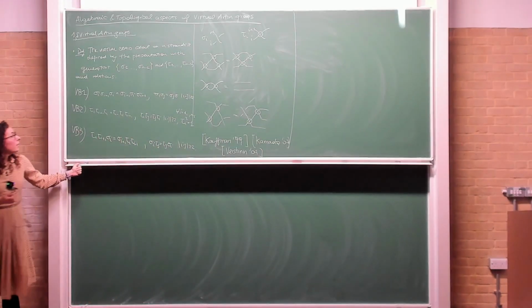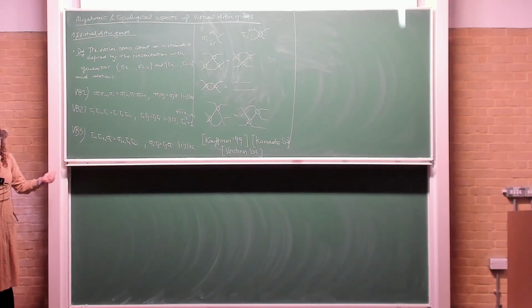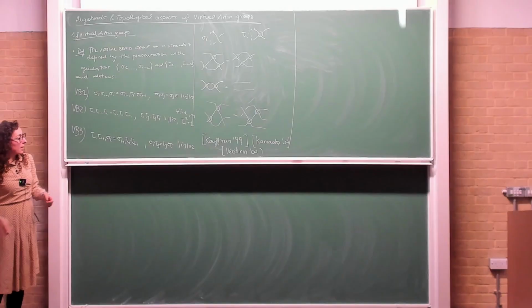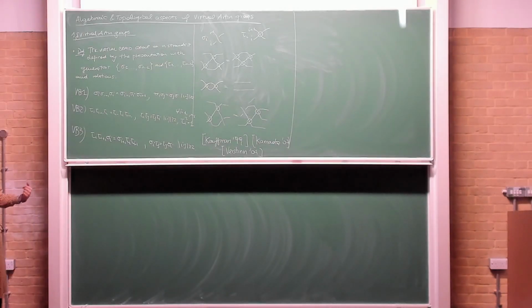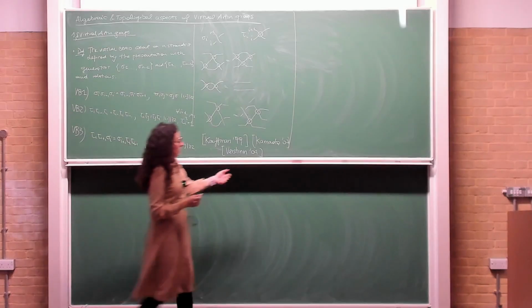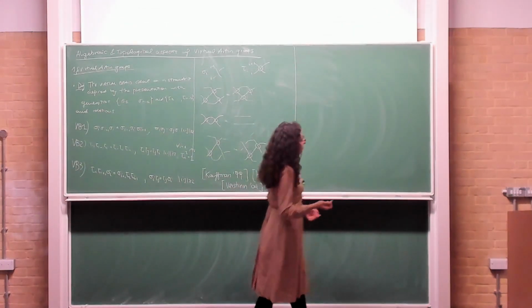Okay. So in the same way, virtual braids generalize braids. We add another family of generators, and then we have a relation that describes how these two families of generators interplay. Virtual Artin groups will generalize Artin groups. So now we're going to define Coxeter, Artin and virtual Artin groups.